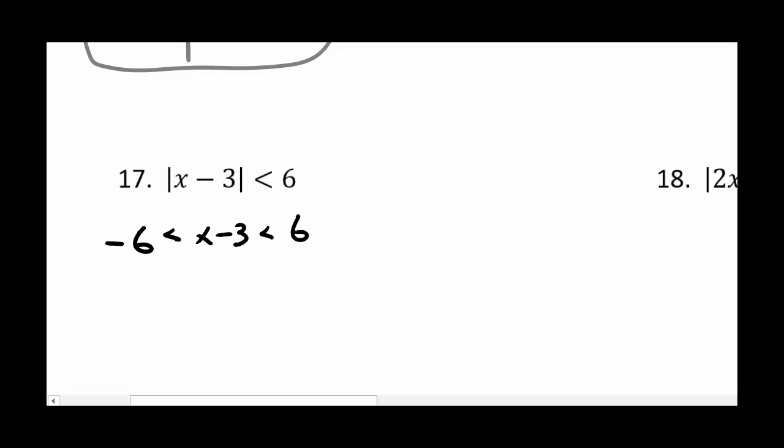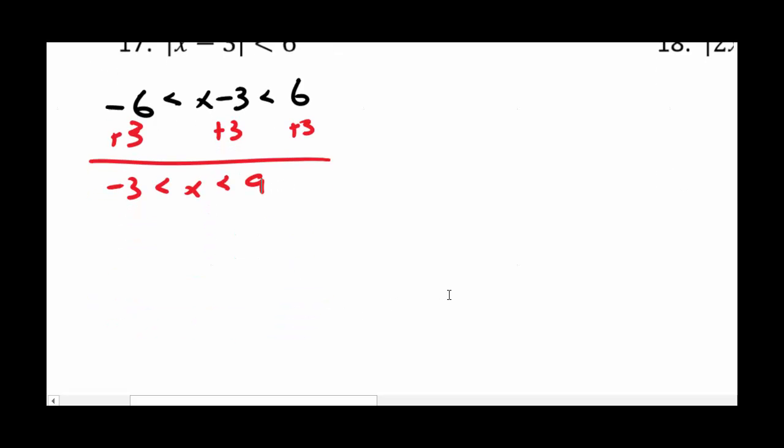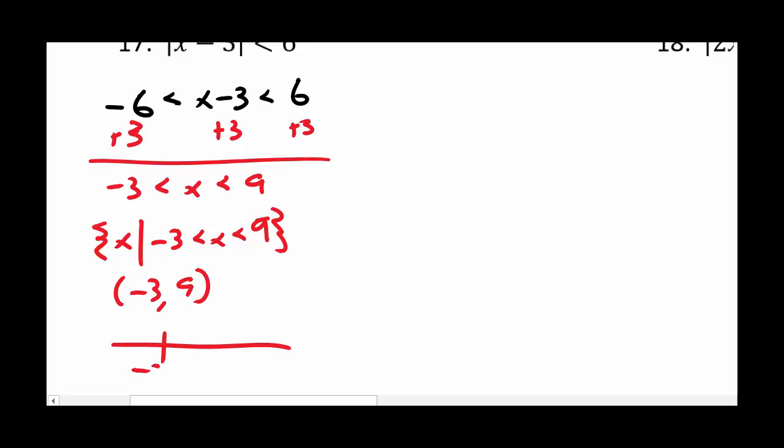Anyways, so now I've got a 3-part inequality again. I'm going to add 3 to all the sides. And I get negative 3 is less than x, which is less than 9. And so that's one of our forms of our answer. So x such that negative 3 is less than x, which is less than 9. Parentheses negative 3 to 9. And then on a number line with open circles, I want to shade everything in between.